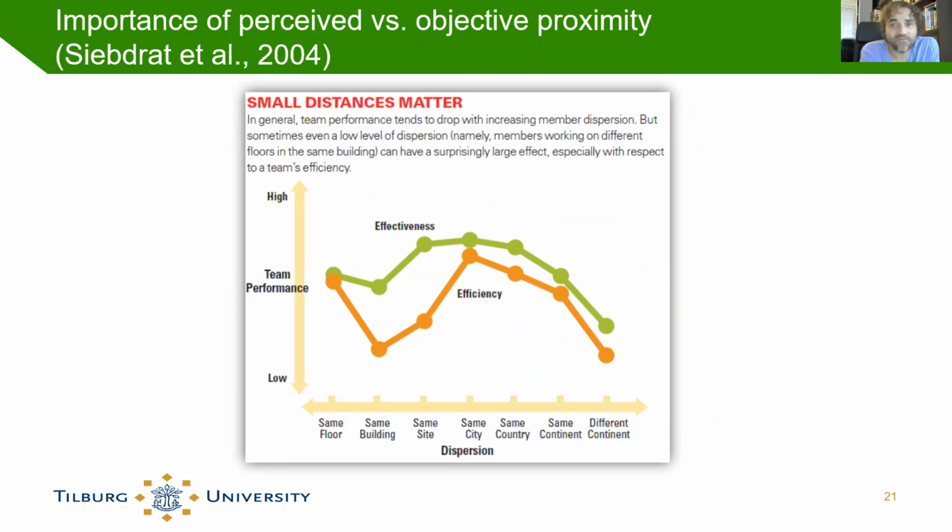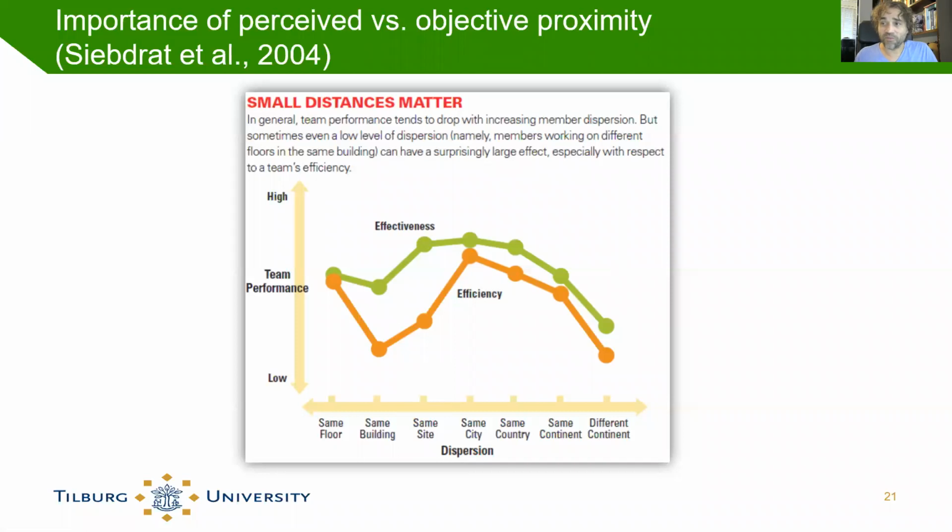And it turned out that if teams are on the same floor, then they're able to communicate and work together pretty well, because they're really close, people know each other, they can just drop by each other's office, so that kind of works. If people are in the same building, but not on the same floor, then you see that efficiency drops, and also at the same site, so maybe different buildings.